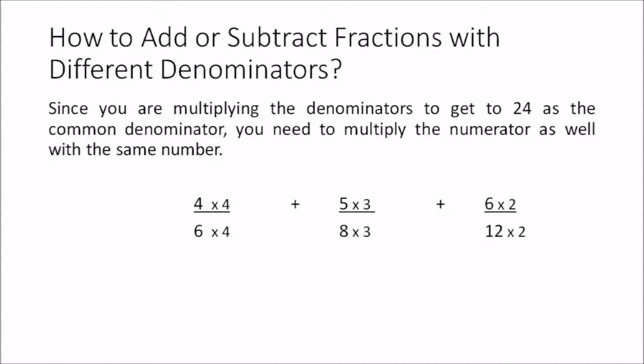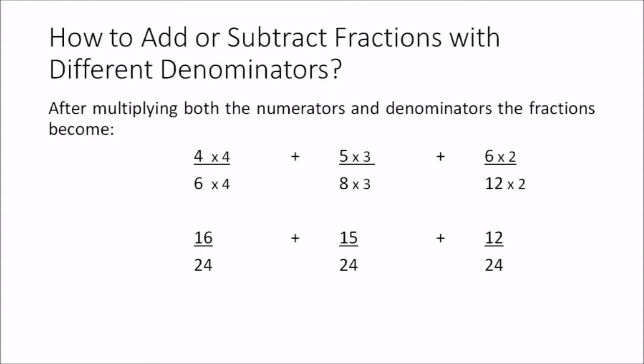And this is all so we can get the same denominator, right? If you multiply 6 times 4, 8 times 3, 12 times 2, the denominator becomes the same, which will be 24 throughout. So remember, you cannot add or subtract fractions where the denominators are different, and that's why we are multiplying these denominators to get to a common denominator. I hope that's clear, and in the next slide we'll look at what happens to the fractions.